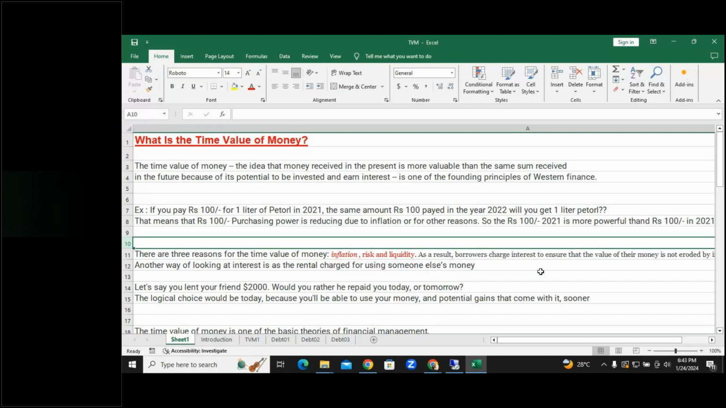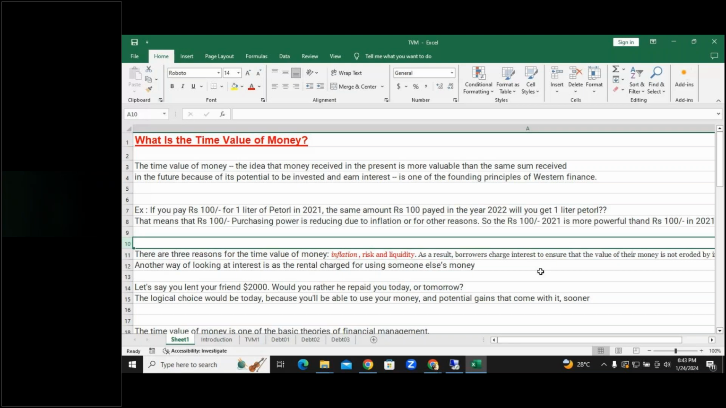So time value of money means it is the idea that money received in the present is more valuable than the sum received in the future because of its potential to be invested and earn interest. It's one of the founding principles of Western finance.